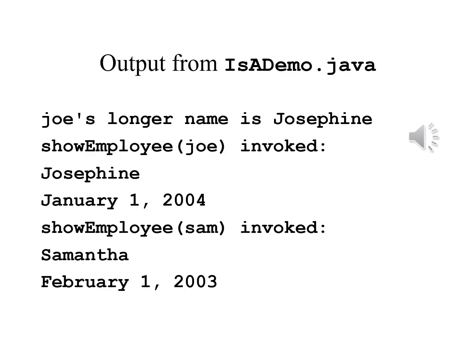Here you can see the output from ISADemo. Joe's longer name is Josephine, the name we have stored. showEmployee(joe) invoked: Josephine, January 1st, 2004. showEmployee(sam) invoked: Samantha, February 2003. Notice that despite the fact that they are different derived classes, calling the base class, this worked exactly as we would want it to.